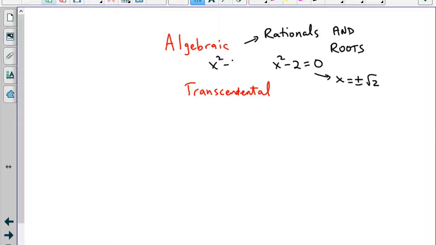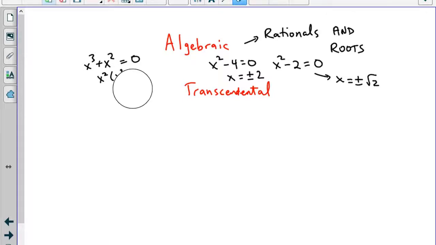If I had x squared minus 4, for example, I get x equals plus or minus the square root of 4, which is plus or minus 2. Those are algebraic numbers. Algebraic numbers are any numbers that can solve polynomials with integer coefficients. So if I had x cubed plus x squared equals 0, that's a polynomial. I'm picking really simple polynomials. I can factor out an x squared. I get x squared times x plus 1.